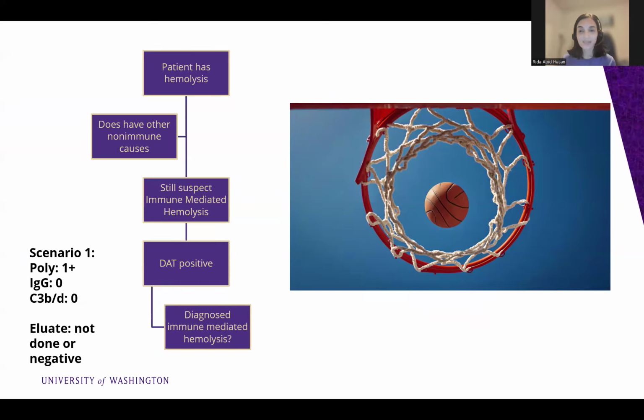You're almost in the basket, but not quite. So what's more likely going to happen is that your patient has hemolysis. They don't really have other non-immune causes you're thinking of, so you still want to evaluate and rule out immune causes. So you send off a DAT. And maybe the DAT in this scenario is 1 plus, your IgG 0, C3 0. You ask for an eluate, or maybe it wasn't done because the IgG is negative. So you're kind of left with this question mark where you're like, I just want to really get to the diagnosis, but I don't know what to make of this.